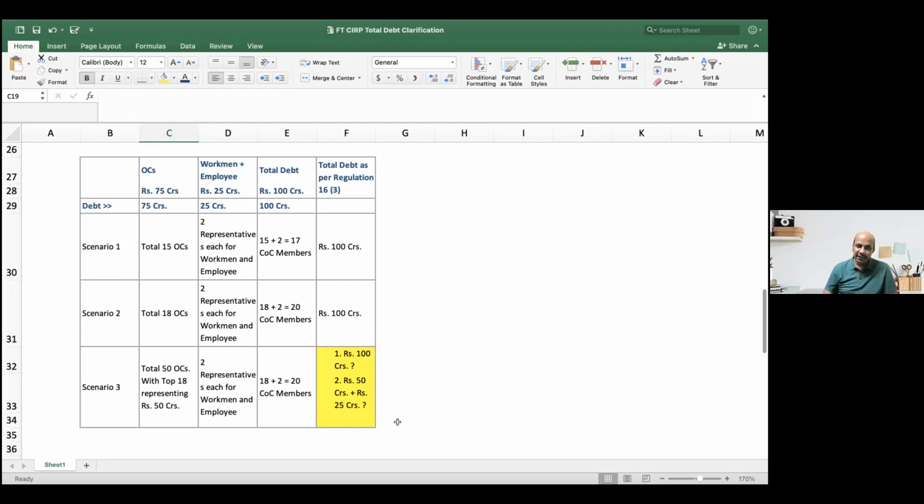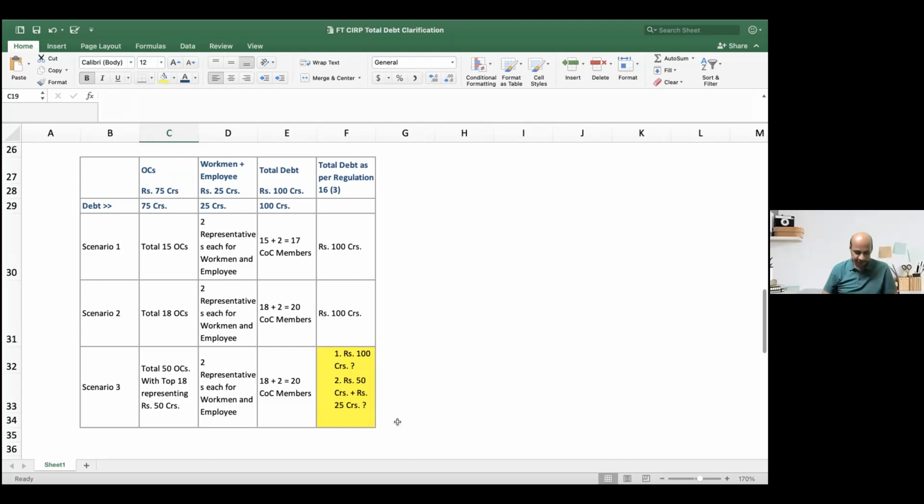Now let's assume that it is not moving to the normal CIRP, it is a fast track CIRP, which means the IRP needs to convene the first meeting within the 7 days of the report. That is all right. That is what it says. But if it is converted into normal CIRP, you are right.